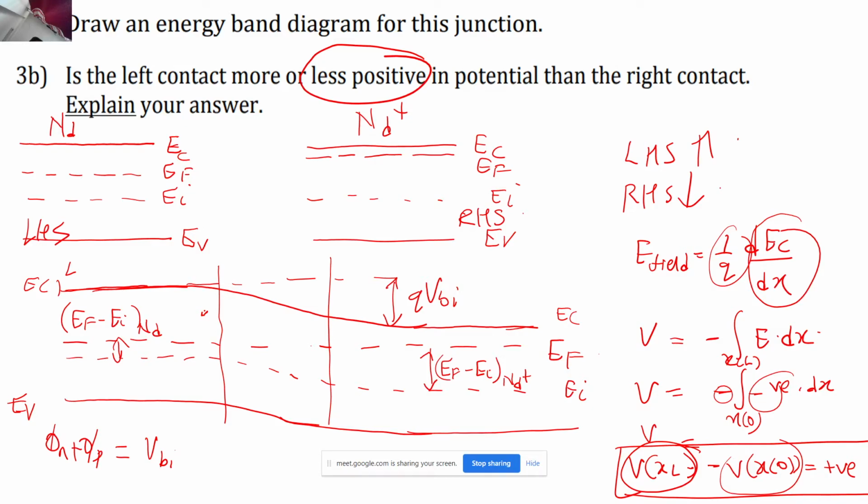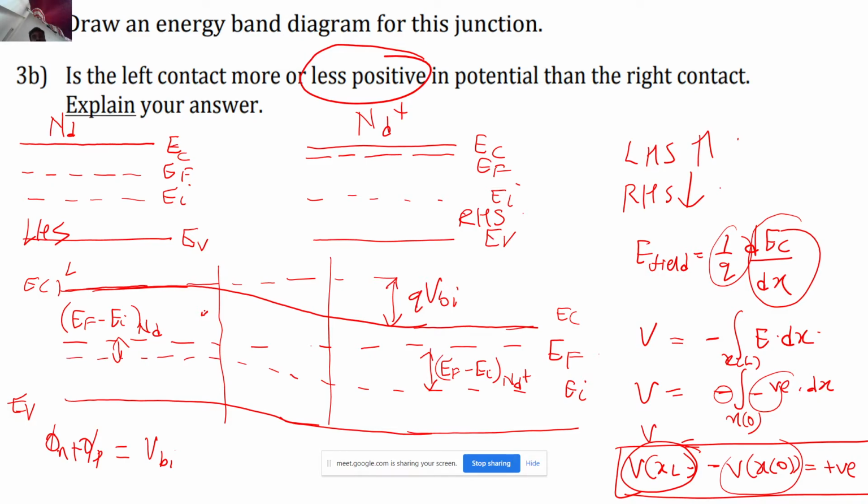So the only tricky thing over here is that you cannot add this EF minus EI and EF minus EI on the right hand side. You actually have to subtract these two levels to get this QVBI. This is according to the band bending, that's it. I am not doing anything.